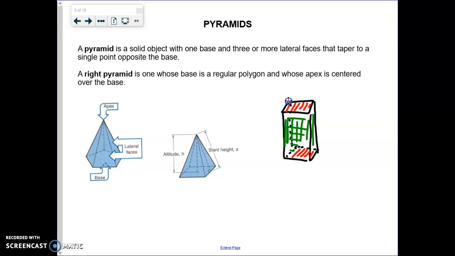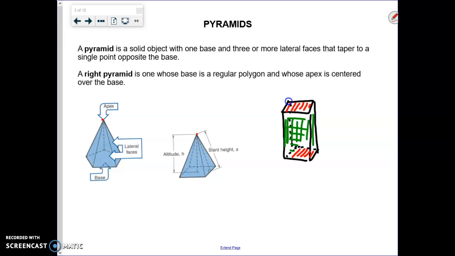Well, a pyramid only has 1 base. And as I've drawn here, this would be a pentagonal base. This would be a square base or a rectangular base. So those are the bases of the pyramid, and a pyramid only has 1 base, as I said before. Now, what's opposite of that base is called the apex, or a point, right here.